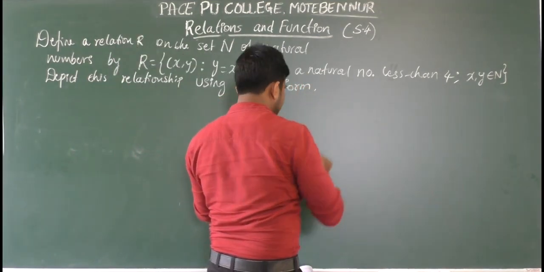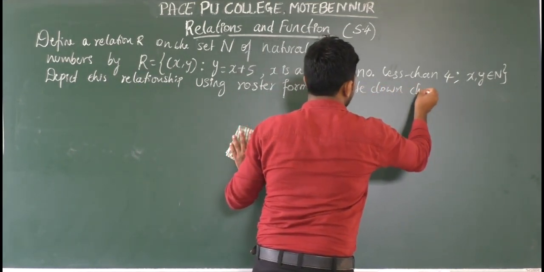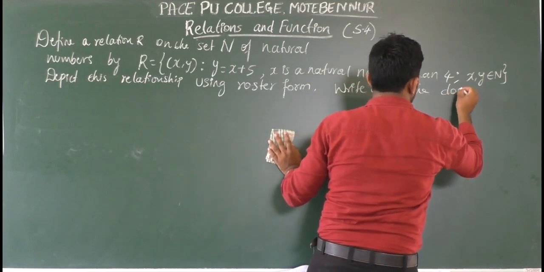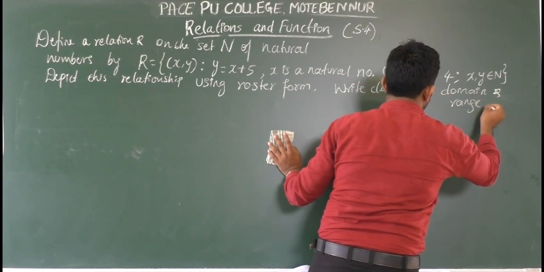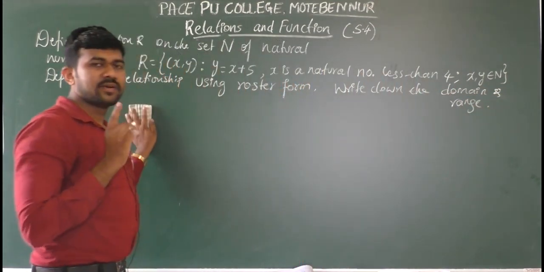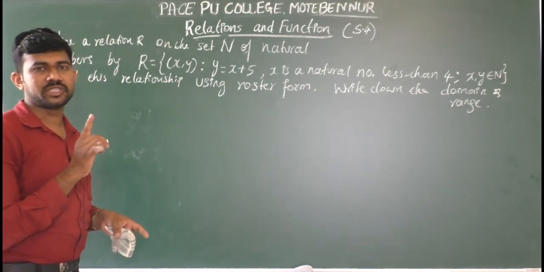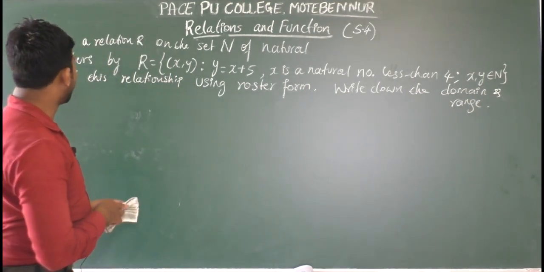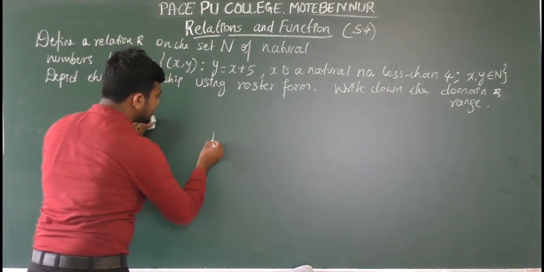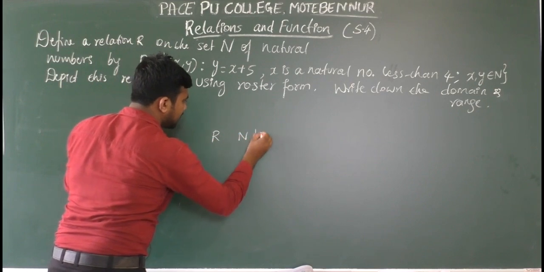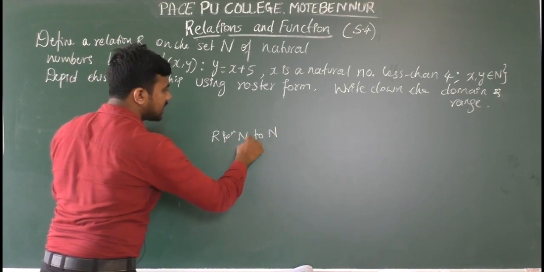Write down the domain and range. Such a question is very important. As I said, each and every question of this lesson is very important, so don't neglect any question. So now we have here relation R on the set N, which means relation from N to N. So both sets are N itself.